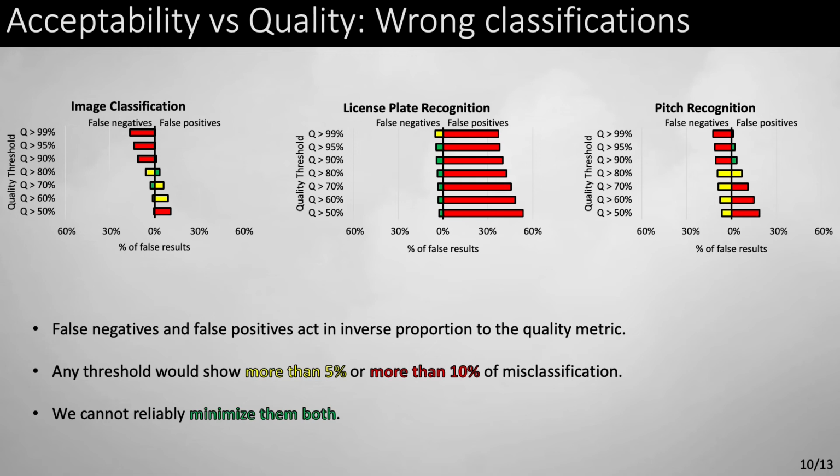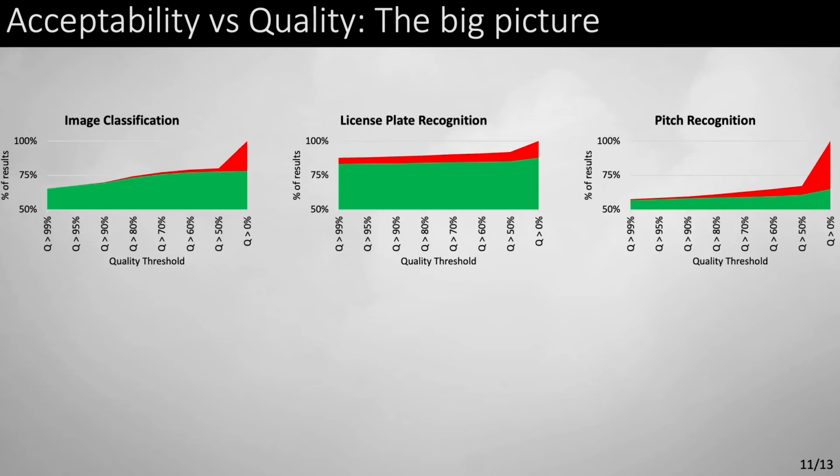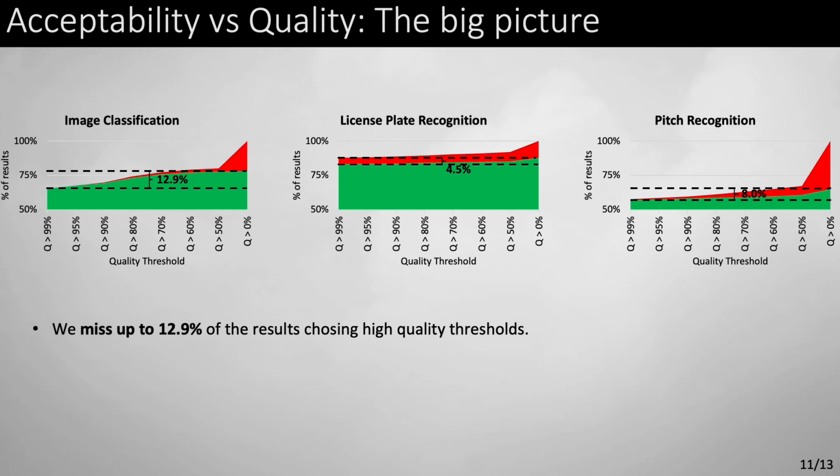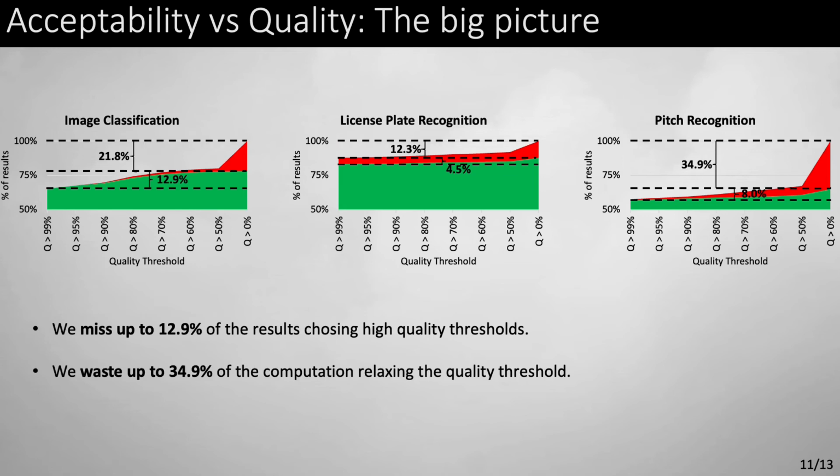But let's take a look at the bigger picture. These plots show how many of the whole set of possible approximate results in the y-axis are acceptable in green or unacceptable in red as captured by the quality thresholds in the x-axis. In our scenarios, the choice for a conservative quality threshold will leave behind up to 13% of the results that were to be useful. Each and every one of these are opportunities that we missed to improve the energy efficiency of the overall system.